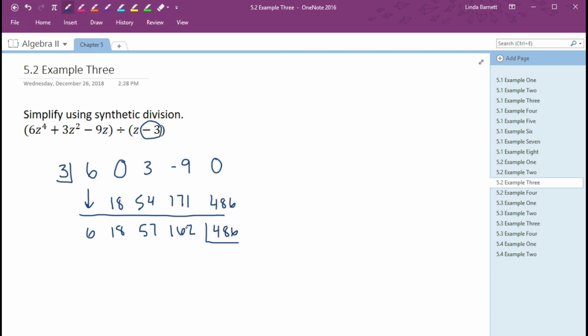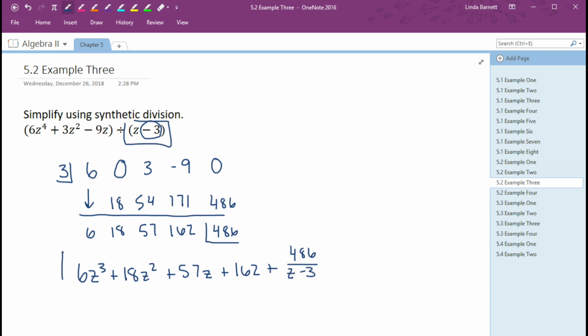have my polynomial right here. If this was a z to the 4th, my first term is going to be a 6z cubed. My second value is going to represent my z squareds, and it just works its way down with the powers. This is going to be a 57z to the 1st, and then my constant term 162, and my remainder is going to be 486 over what I was dividing by, and that's this right here, z minus 3. And this is that answer. Ooh, it's huge.